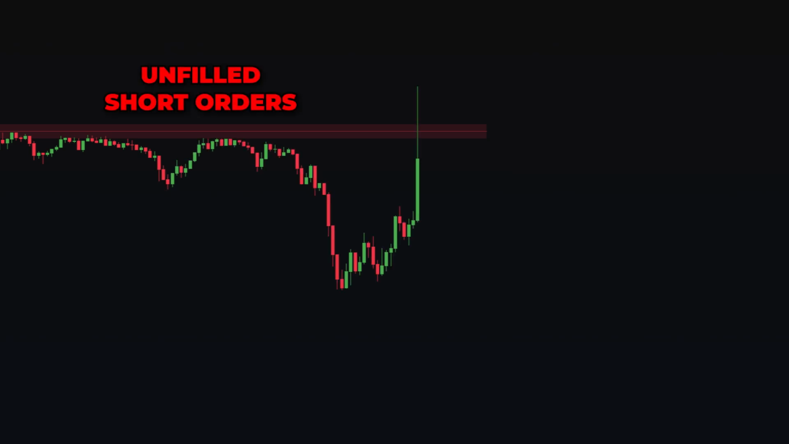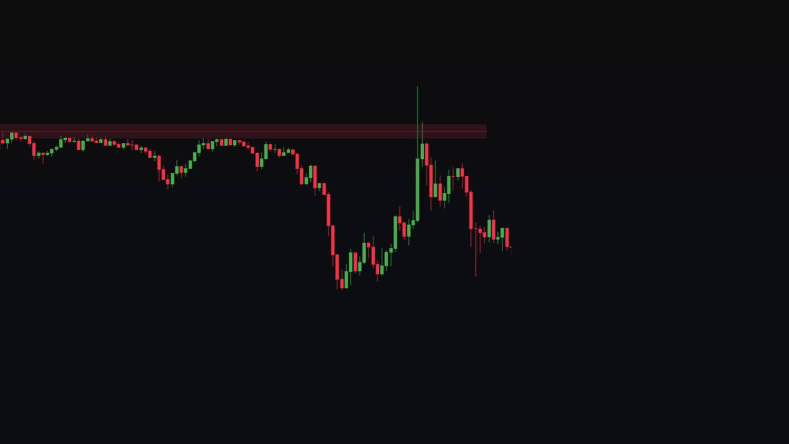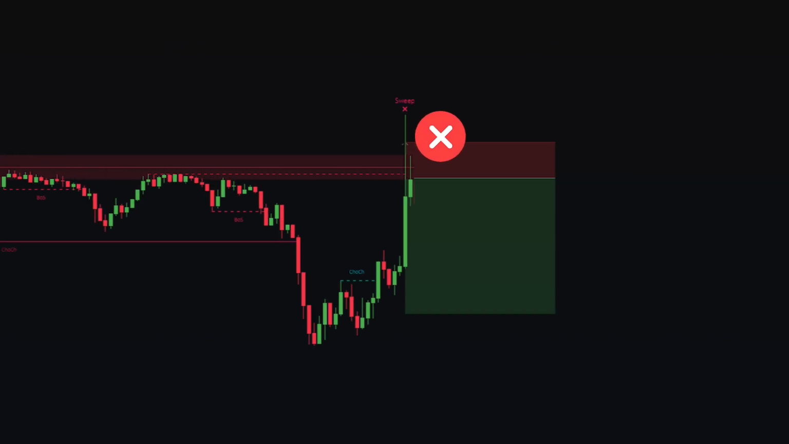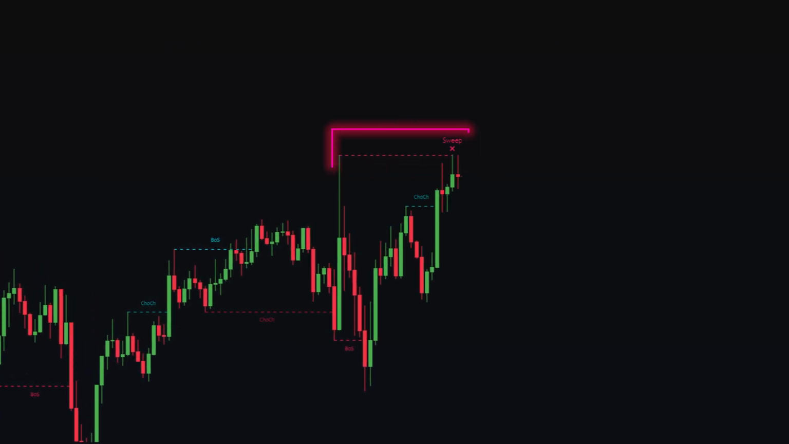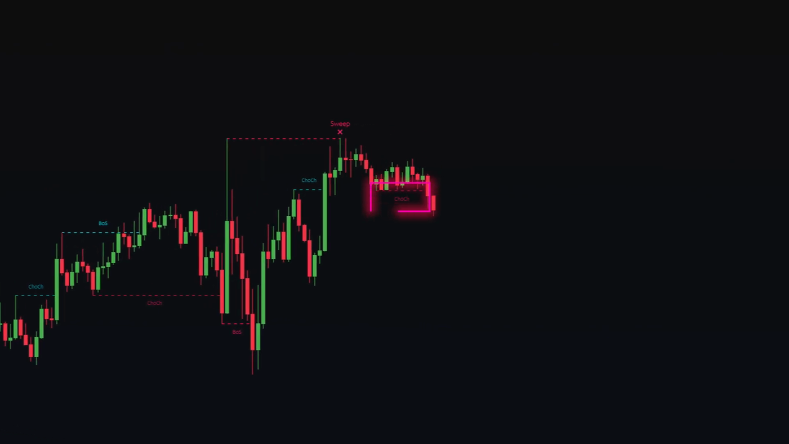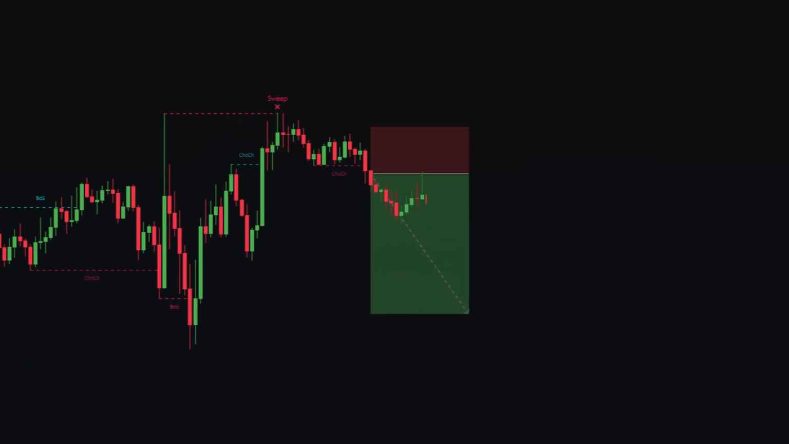That's why a price could be in a bullish trend and test a resistance level, and as price reaches this level, these huge unfilled short orders get filled and rapidly push the price into the opposite direction. Many traders think liquidity sweeps are traps set by banks and institutions, but in reality, they are great entry opportunities. For example, when you see price sweep a key resistance level and then form a bearish change of character, this is the perfect time to take a short entry.